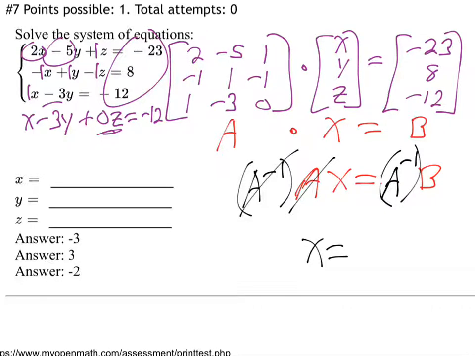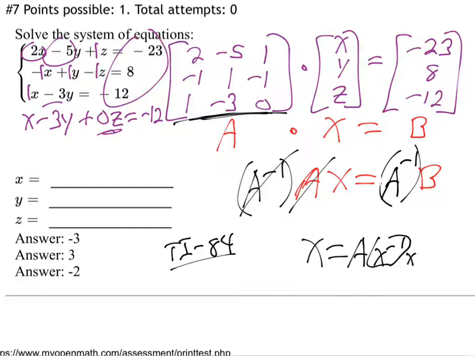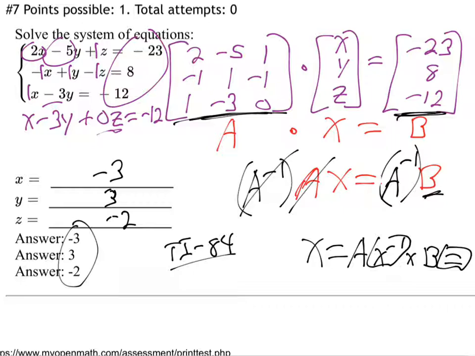So take your TI-84 graphing calculator and put in matrix A, right? This is matrix A. And hit the inverse button times matrix B. This is matrix B. And hit equals. And you'll get these three answers, minus 3, 3, and minus 2. That quick, you'll have the answers for X, Y, and Z.